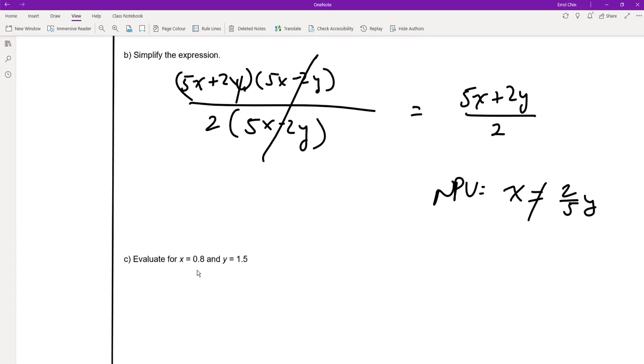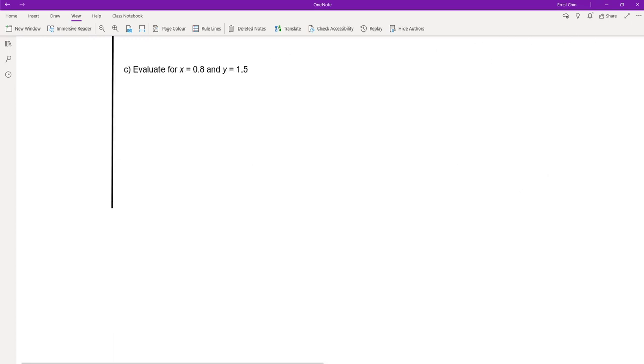Now, part C says evaluate. Evaluate says x is equal to 0.8, y is equal to 0.5. Well, sorry, 1.5. Well, that's easy. All we have to do is we have the simplified version. The simplified version was 5x plus 2y in the numerator divided by 2.